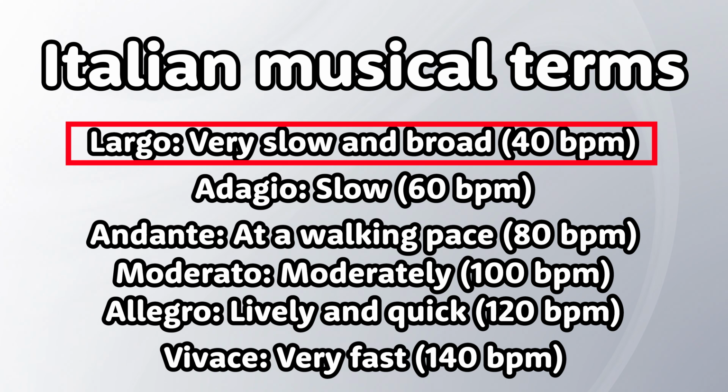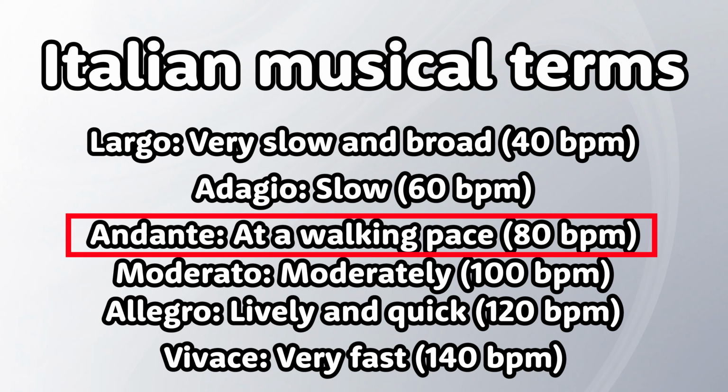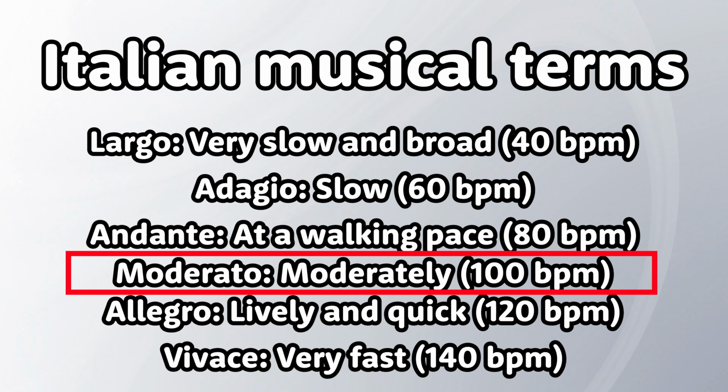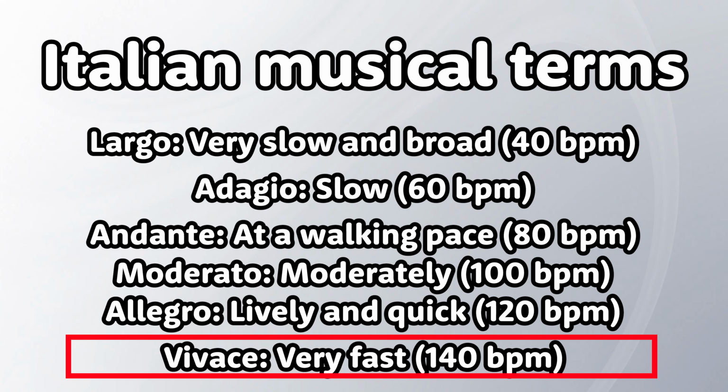Largo, very slow and broad, 40 BPM. Adagio, slow, 60 BPM. Andante, at a walking pace, 80 BPM. Moderato, moderately, 100 BPM. Allegro, lively and quick, 120 BPM. Vivace, very fast, 140 BPM.